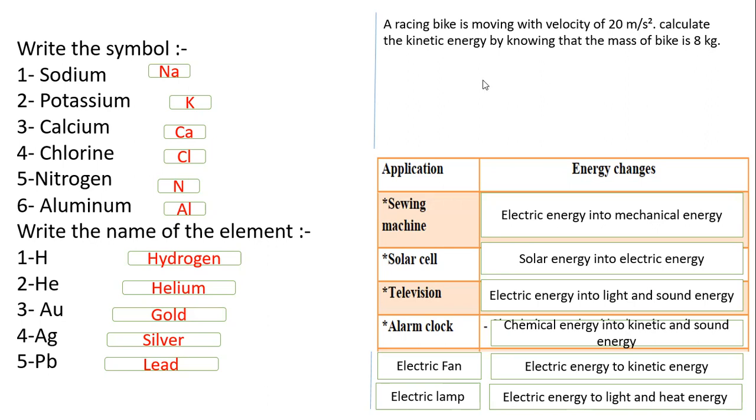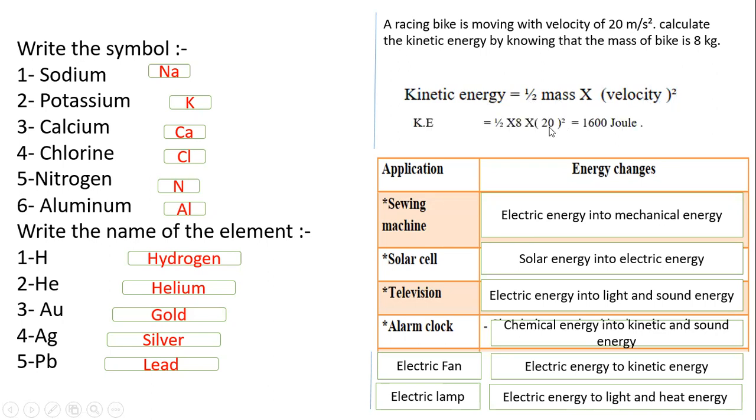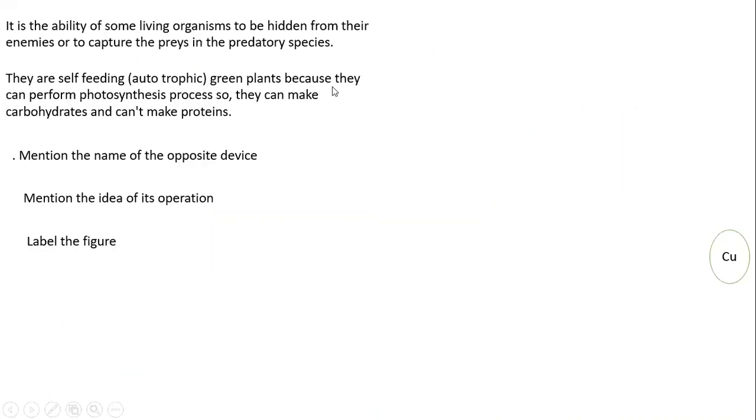So here you have to write number one. You have to say, I have here this is the speed, that is V, and this is the mass. So now I write the rule. Kinetic energy equals half mass times speed square. Here, kinetic energy equals half times mass 8 times speed square, 20 multiplied by 20, equals 400. And half of 8 is 4, so it equals 1600 joule. So this is the way you do the question.